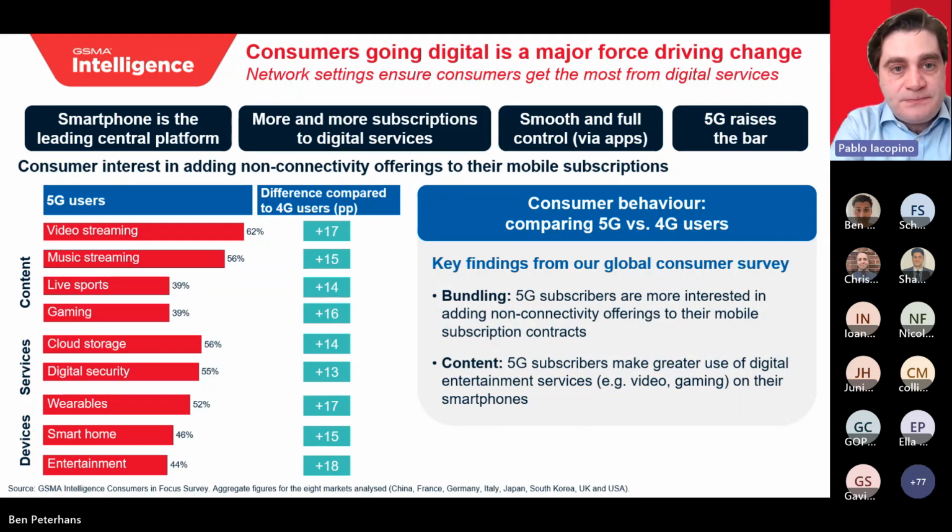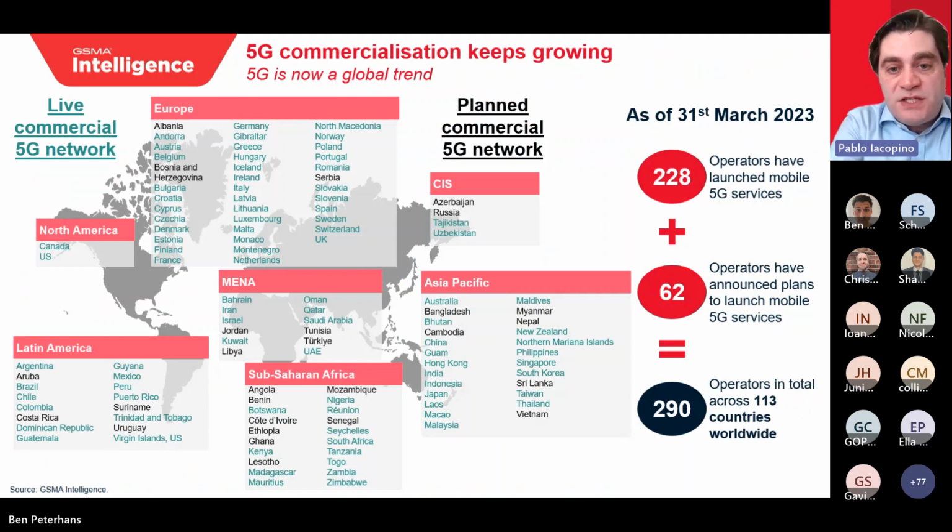Next slide, please. Let's now go deeper on some of the trends that we see in the new technologies, starting with the 5G. Momentum for 5G is accelerating. As of the end of March, more than 200 operators had launched mobile 5G services. More than 60 have announced plans to launch mobile services, which means that in total, 290 operators are working on 5G across more than 100 countries. So we can say that 5G is now a global trend. What about adoption?